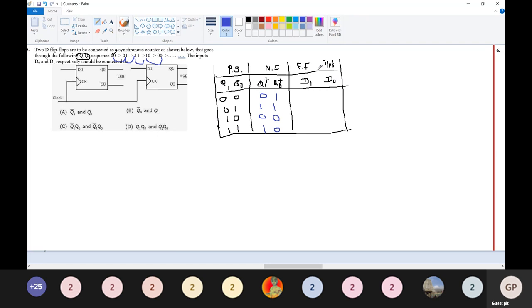Now, in order to write the flip flop input, for the D flip flop we know that D equals Qn plus 1. This is the characteristic equation, where the flip flop input is equal to the next state. So we can just copy the same values to the flip flop inputs: 0, 1, 1. Now we'll draw the K-map and plot these values to get the flip flop inputs.